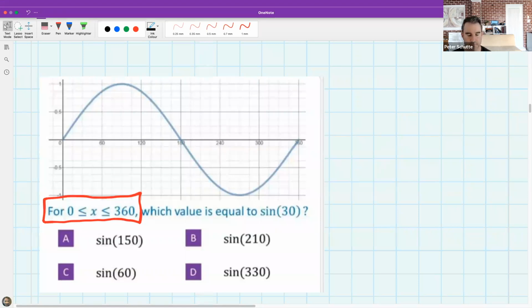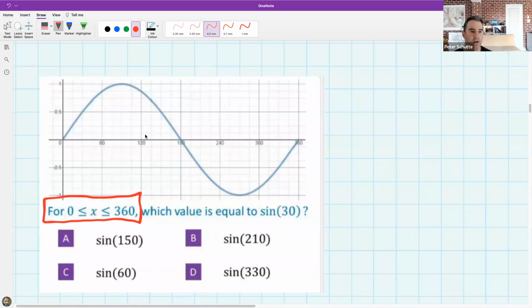So when you type sine 30 in the calculator, it gives you 1/2. And when you type sine 150, it also gives you 1/2. So the answer, I think the answer is A. Okay, so Cynthia thinks the answer is A. Cynthia, your argument sounds very convincing. Does anybody else agree with Cynthia?